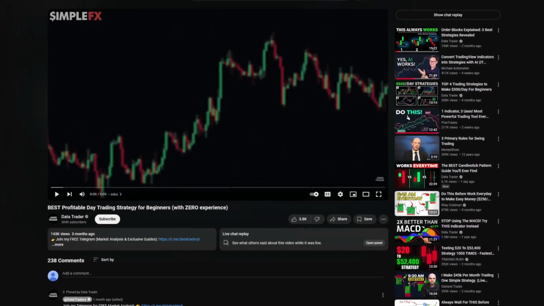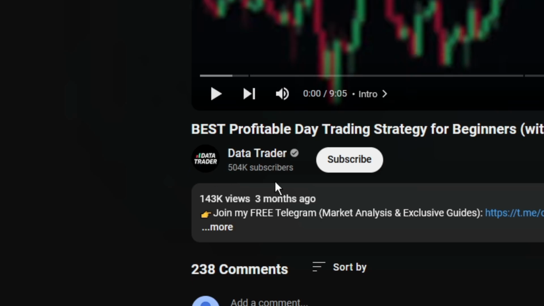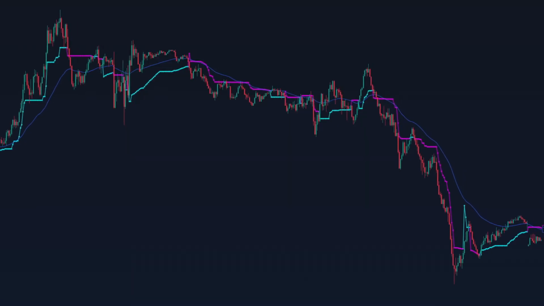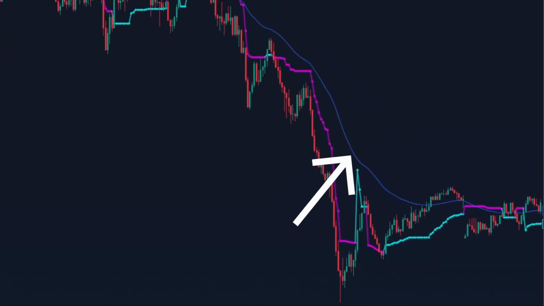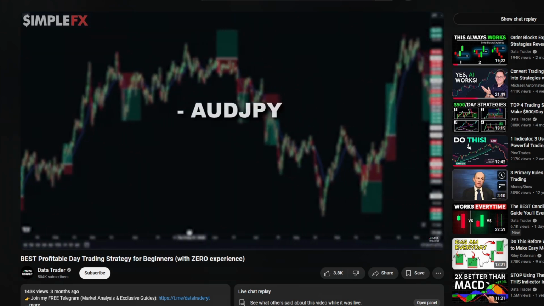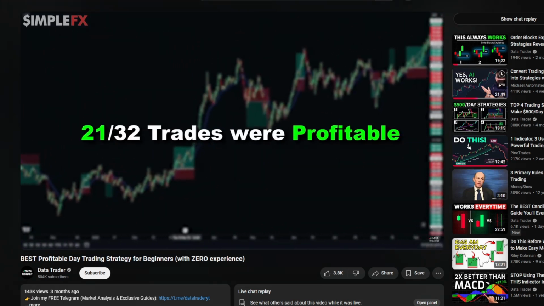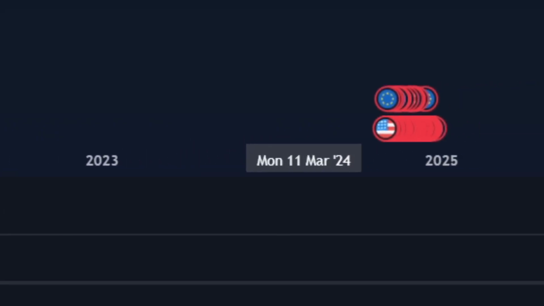Today, I will backtest the day trading strategy that is renowned as the best beginner strategy by DataTrader, which supposedly can be used with zero experience just by disciplinedly following the strict rules. This strategy utilizes two free indicators, the 50 EMA for trend detection and the chandelier stop for precise stop loss placement. DataTrader tested this strategy on the AUDJPY 4-hour chart, and it delivered a solid 65% win rate, winning 21 out of 32 trades, spanning from 2020 to 2024.